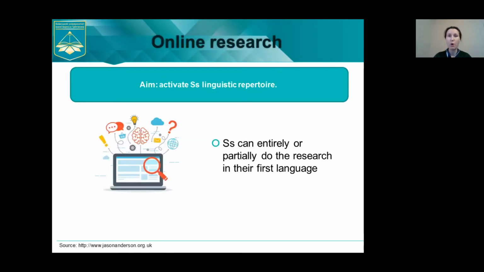The next activity is called online research, and it aims to activate students' linguistic repertoire. Students do their research in different languages. It can be their first language or their native language. It could be any language they know, and they are free to use it. After this activity, students are grouped or work in pairs and share something they learned as a result of their research with each other. And by doing this, they are using their medium of instruction. So there are two steps in this activity. First step, research in a language other than the medium of instruction, and second, discussion in the medium of instruction.